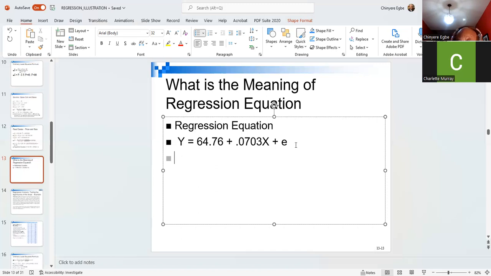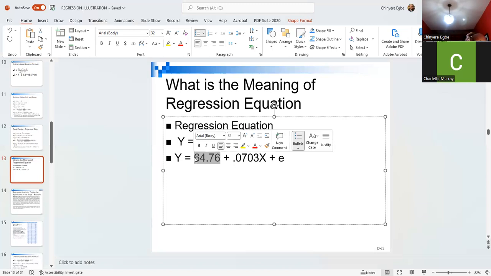And so then what would 64.76, the constant, mean? What would it mean to you? If you are looking at urban real estate, a plus b times x. All right. So in this case, b is 0.0703. What will 64.76 represent to you where there is no house?